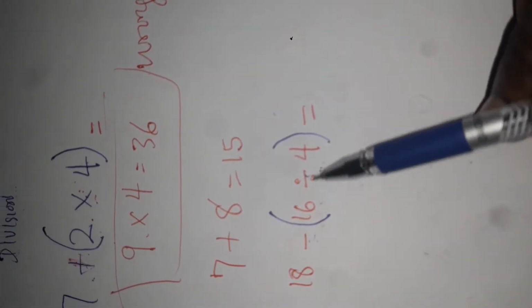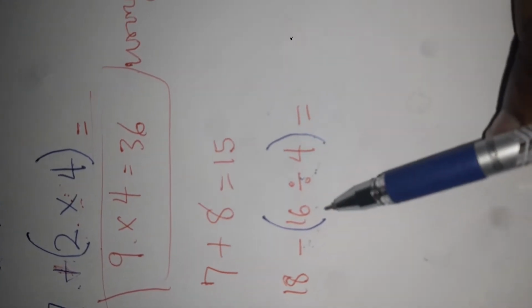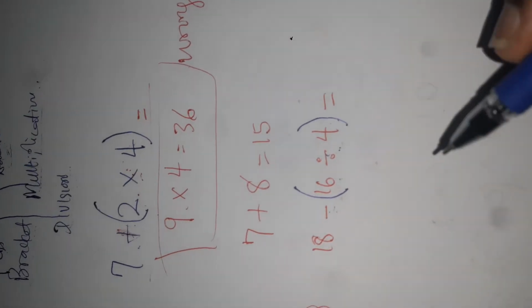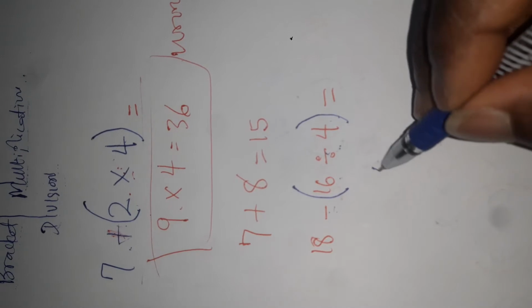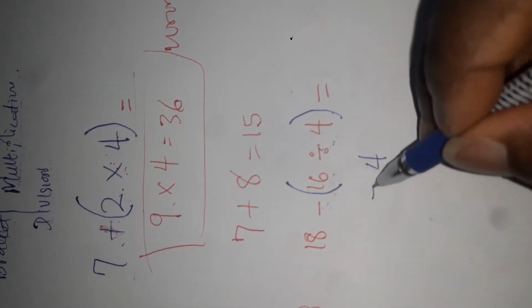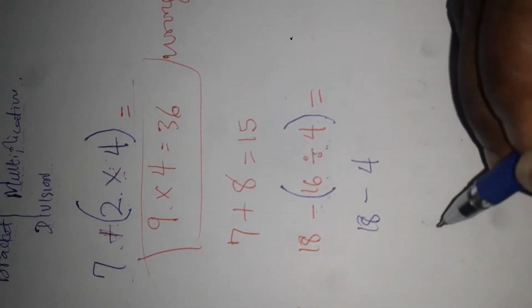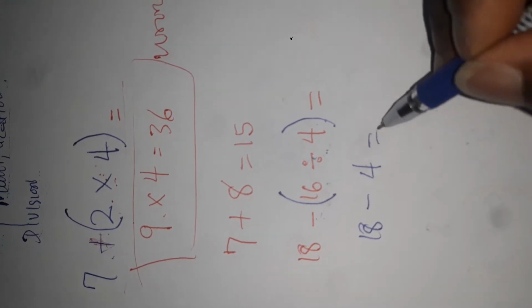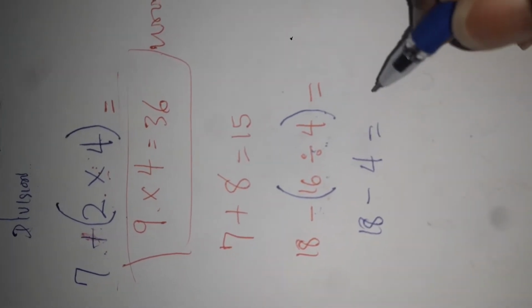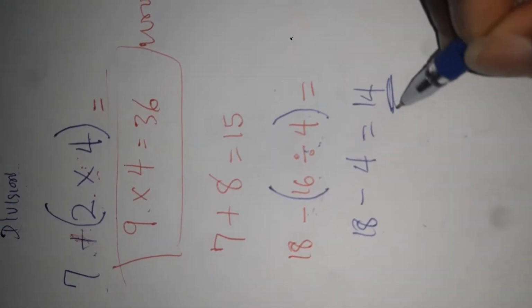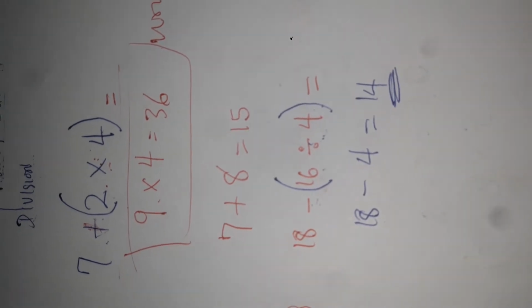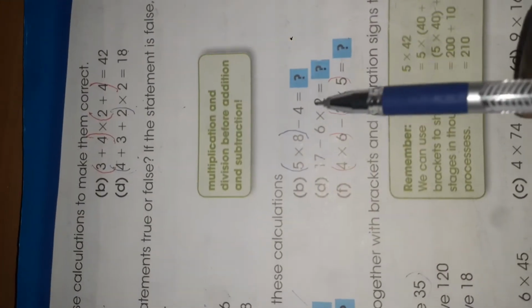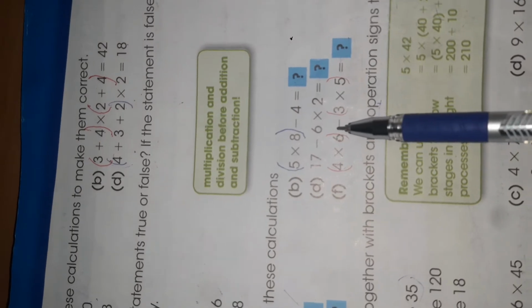So I have 16 divided by 4, okay? Now 16 divided by 4 is what? 16 divided by 4 is 4. And here you have minus, and I have 18. So it's now very simple and easy. 18 minus 4 is what? I have 14. So my answer here is 14. So clear? Now last example, let me take one more example.